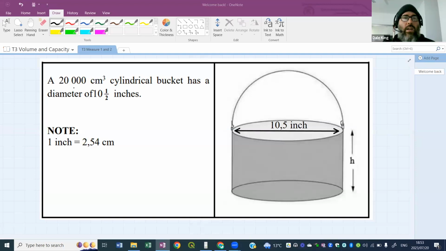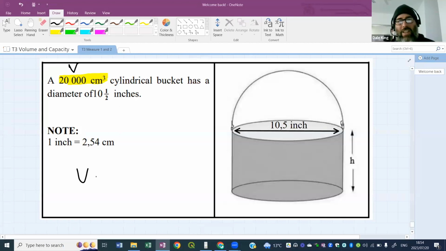But it says a 20,000 centimeter cube cylindrical bucket has a diameter of 10.5 inches. All right. So it's a bucket. It has a diameter of 10.5 inches, and it doesn't say anything about a height. But they give us this value here. What is this thing? 20,000 centimeters cubed. That is volume. I'll put a V there for volume. That is a volume that they've given us.